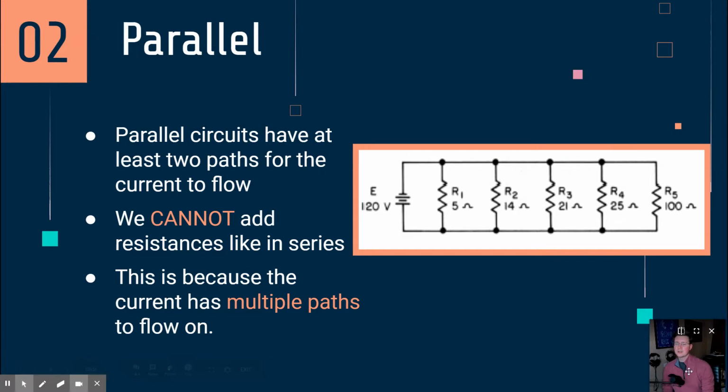Now, parallel is different because there's multiple paths, and because there's multiple paths, it becomes a lot more complicated. So parallel circuits have at least two paths for that current to flow, as we've talked about. We cannot simply add up the resistances like in a series, and that's because there's multiple paths to flow on. And as we explored in that previous lab, when there's a path that has a higher resistance, less current is going to be flowing through it.